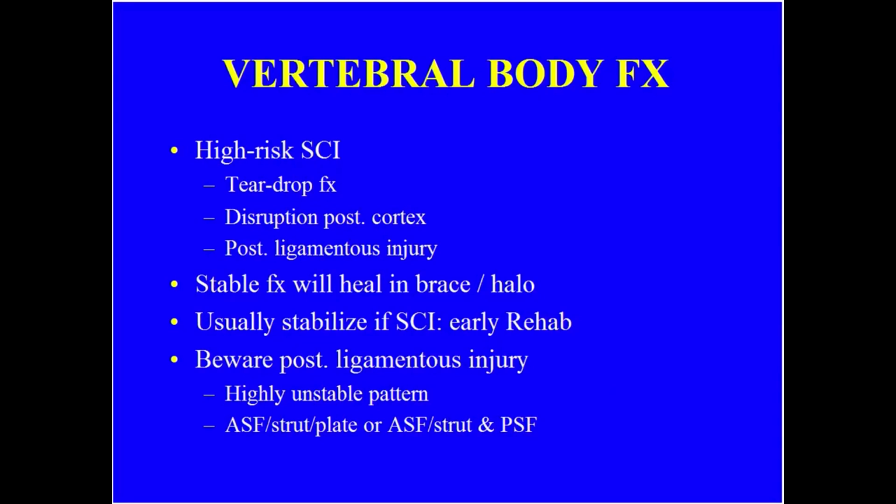And just beware of the posterior ligamentous injury, because it's easy to focus on the vertebral body, but that's a highly unstable fracture pattern. And if you see an associated posterior ligamentous injury, which is relatively common, with a vertebral body fracture, then you need to do more, either an anterior fusion with a strut and a plate, which is the preferred approach for most people, or an anterior fusion with an anterior strut and posterior plating.